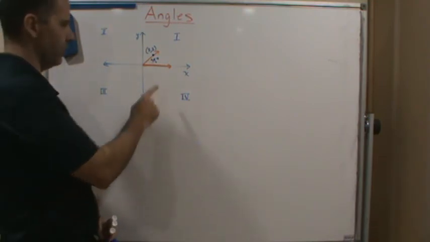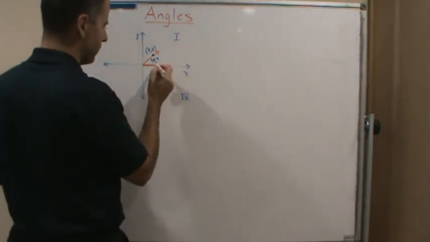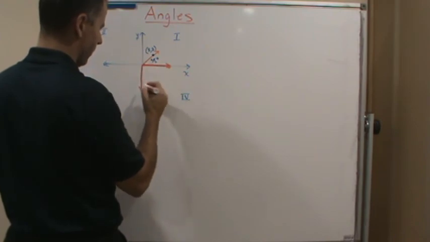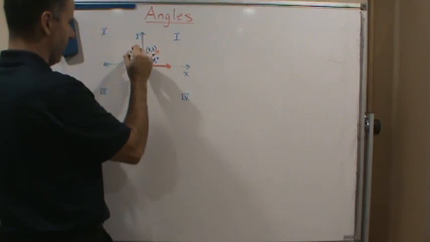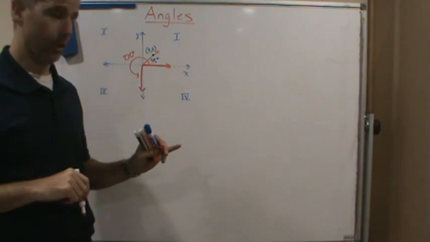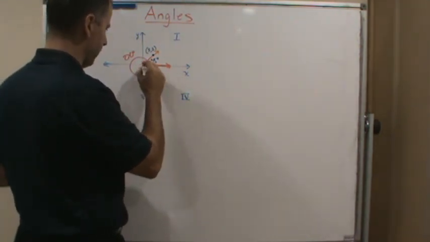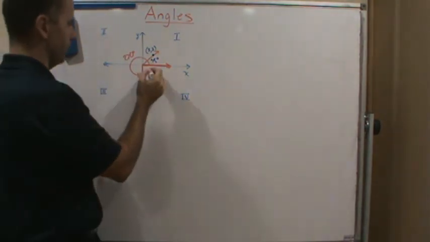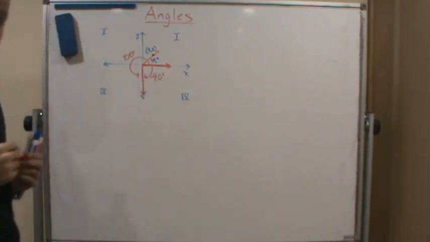And this would be a quadrant 1 angle, as opposed to if I had something like this, which would be 270 degrees, and this would be what we would call a quadrantal angle. I didn't really draw that too well, but like that. Or I could do negative 90 degrees, right?